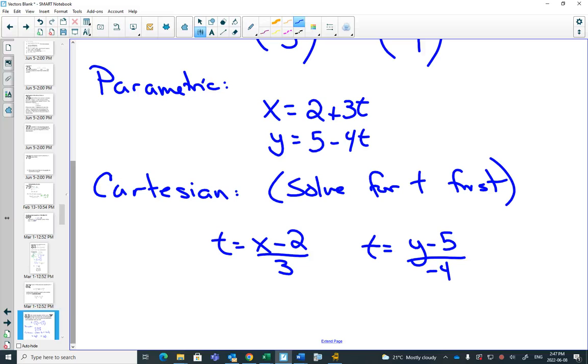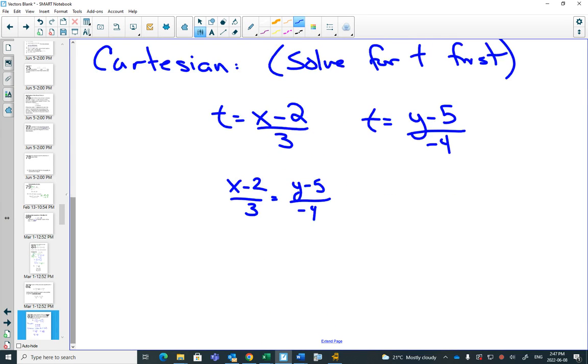What do we have now? Well, I can equate the two. (x - 2)/3 is equal to (y - 5)/(-4). I can multiply both sides by 3 and by negative 4 to get rid of the fractions.